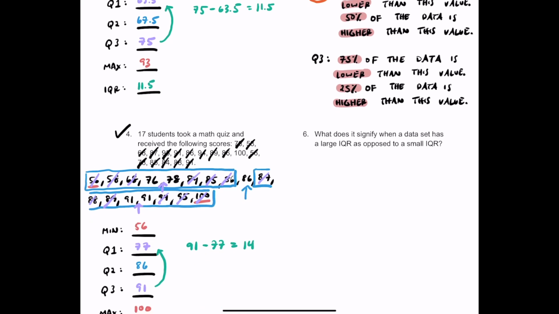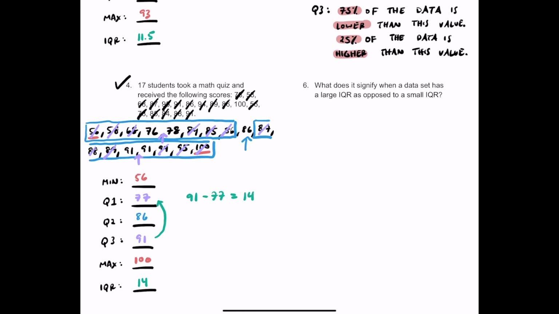And last question for part 1 of your homework, going over these practice problems. What does it signify when the data has a large IQR as opposed to a small IQR? Okay, well, if we look at a large IQR, that means the range of the middle 50% is really spread out. Okay, that's if you have a large IQR.